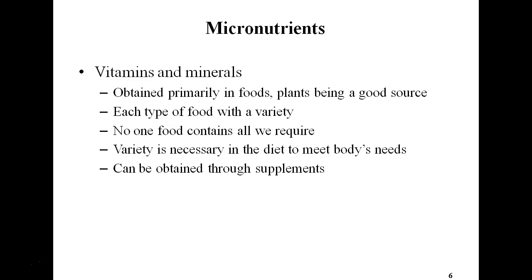Now we turn our attention to another type of nutrient, micronutrients. Here we're talking about vitamins and minerals. Primarily, we obtain these micronutrients through foods, meats and plants being a good source of these vitamins and minerals. Each type of food we consume has a different variety of them, and perhaps you're aware that you can check the nutrition label of a foodstuff and see what types of vitamins and minerals are in there. Not one single food is enough to sustain all the essentials that we require. In other words, we need diversity in our diet.